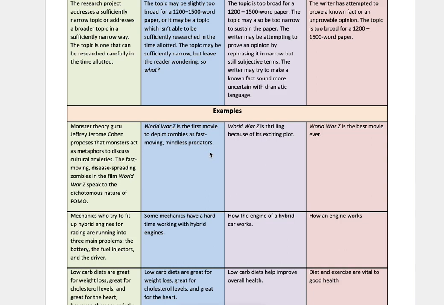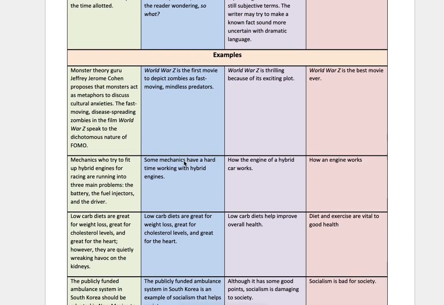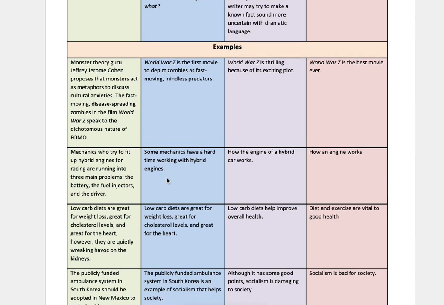And the reader might be like, and what do you want to tell me about this? Why does this matter? The same thing is the case for some mechanics have a hard time working with hybrid engines. The reader might go, well, so what? Maybe those mechanics need to go get a certification or something, right?